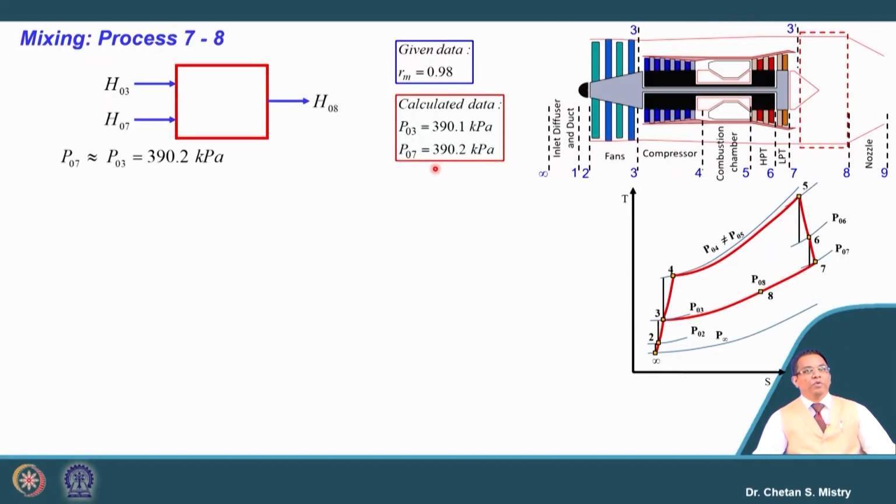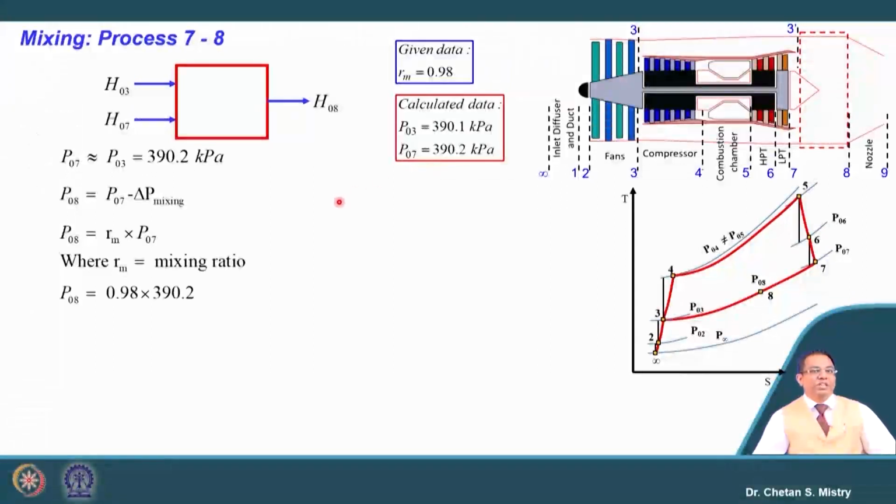Now, if this is the case we can say our P08 is given by P07 minus the loss in mixing. The mixing ratio is given, it says 2% loss, that is why this mixing ratio is 0.98, and that will give the exit pressure from the mixing chamber, which is 382.4 kilopascal.